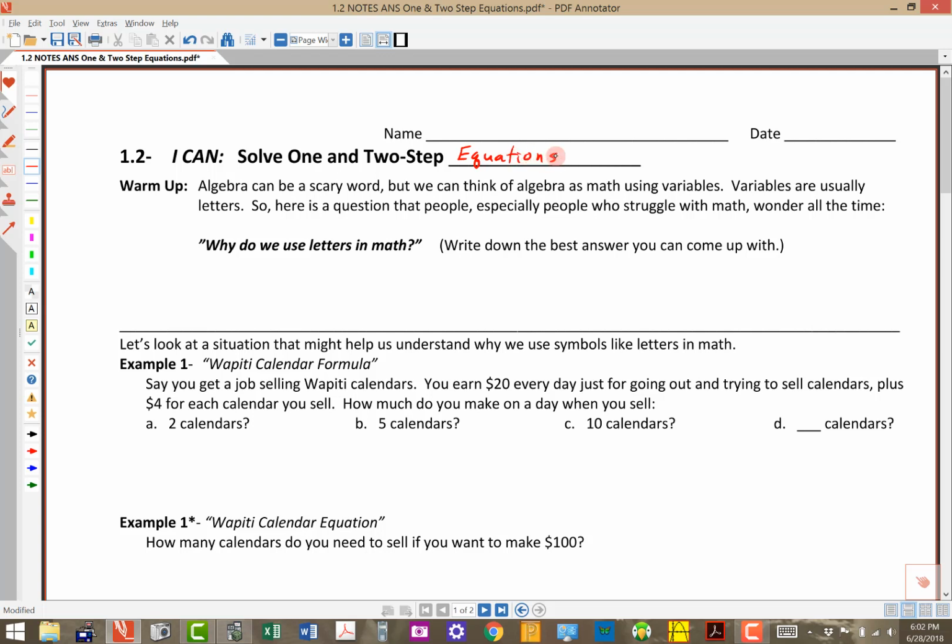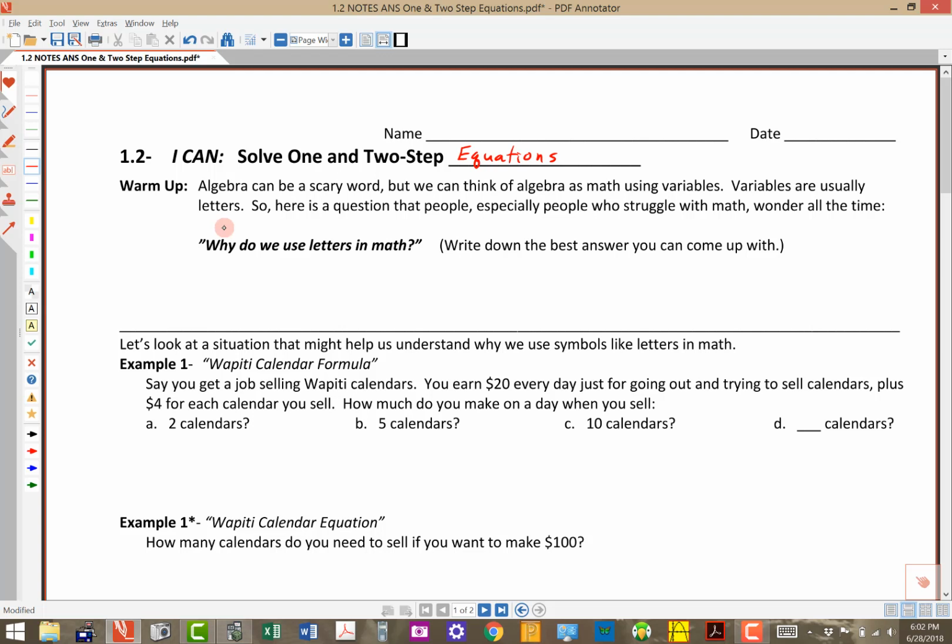The warm-up says algebra can be a scary word. You've probably heard of algebra before, but wondered maybe what it is. Well, you can think of algebra as math using variables. And you probably know what variables are. Variables are letters. So here's a question that a lot of people ask, especially people that struggle with math. They wonder all the time. So the question here is, why do we use letters in math?